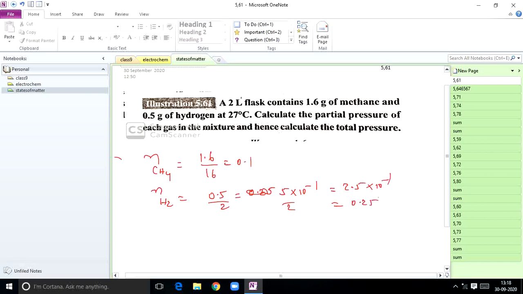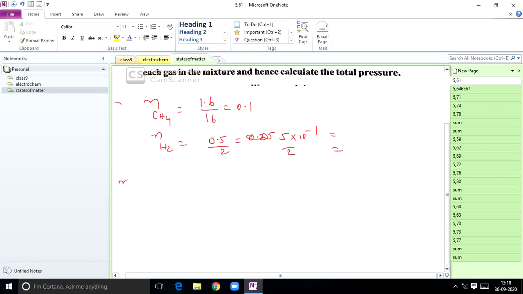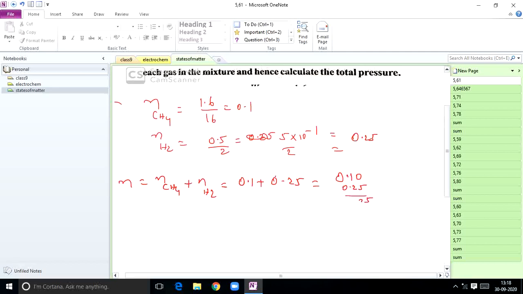Right. Next, after calculating number of moles of hydrogen, total number of moles, n, is equal to number of moles of methane plus number of moles of hydrogen. So 0.1 plus, here how much, students? 0.25. So 0.1 plus 0.25, total number of moles how much? So like this we can calculate, but volume is changed, I think. A 2-liter flask contains, he has asked. Calculate the partial pressure. Okay, no need of total number of moles here, I think. Directly we can do. Okay, no problem. 0.10, 0.25. So total number of moles 0.35.